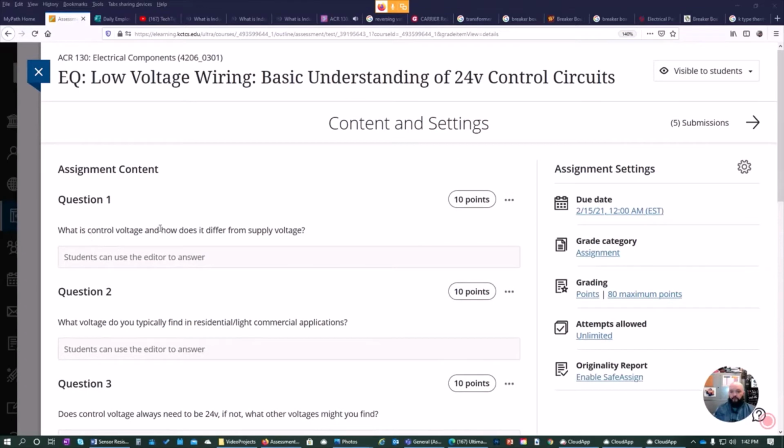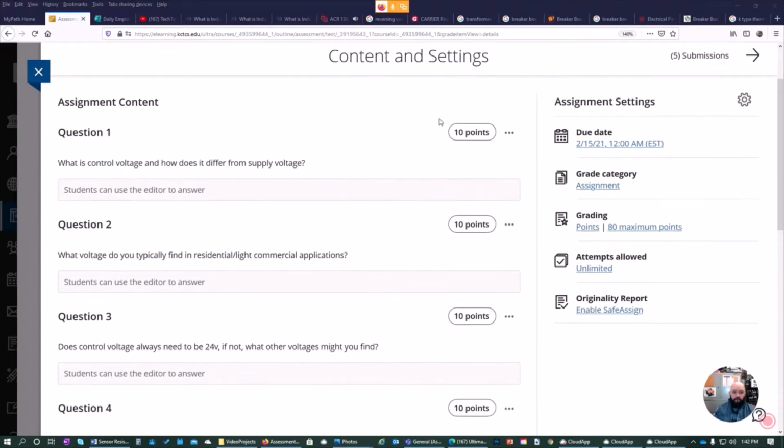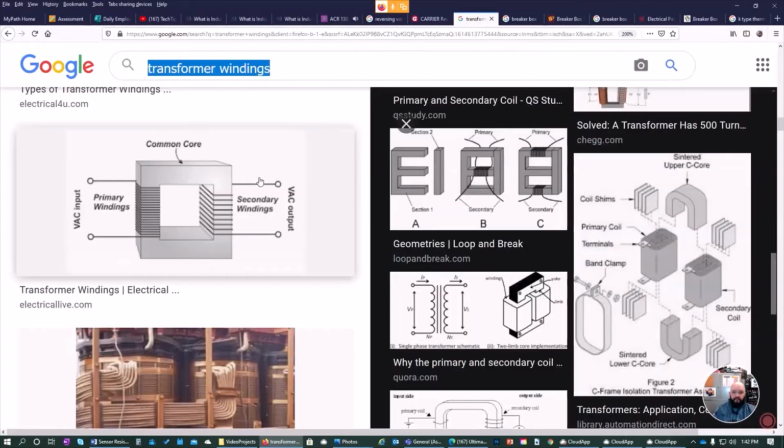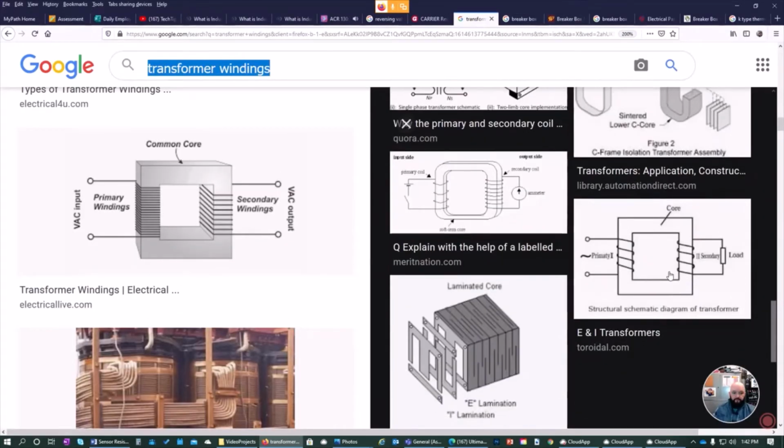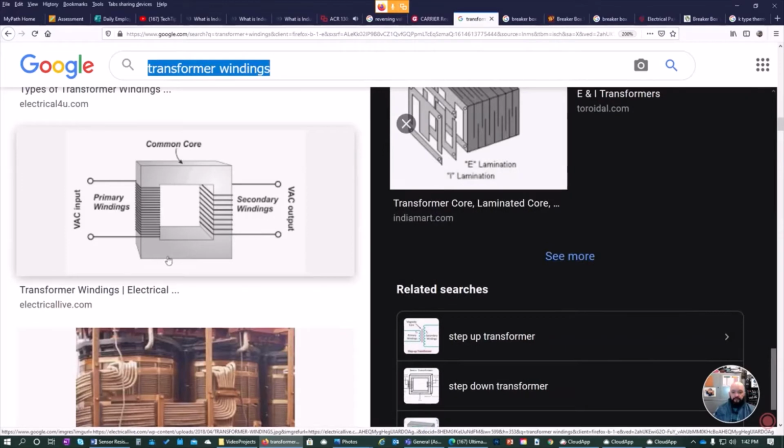What is the control voltage and how does it differ from supply voltage? Well, the control voltage is created at the transformer, and it differs in that supply voltage, like the primary voltage supplying this transformer, is typically, not always, a higher voltage, but it is the load voltage as well. It supplies the low voltage to run a motor, to run an inducer, to run whatever your load is.